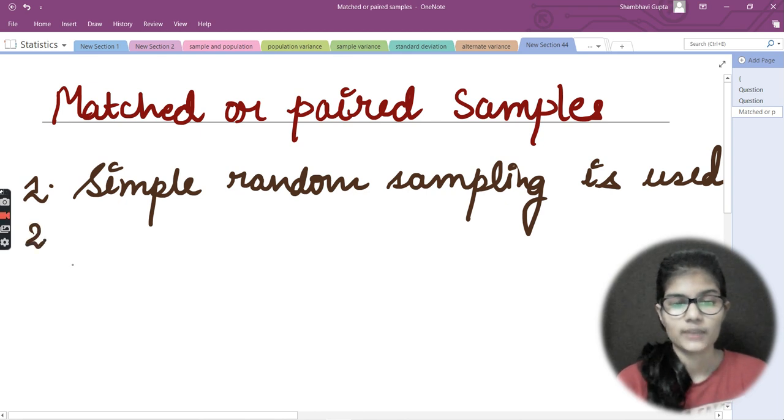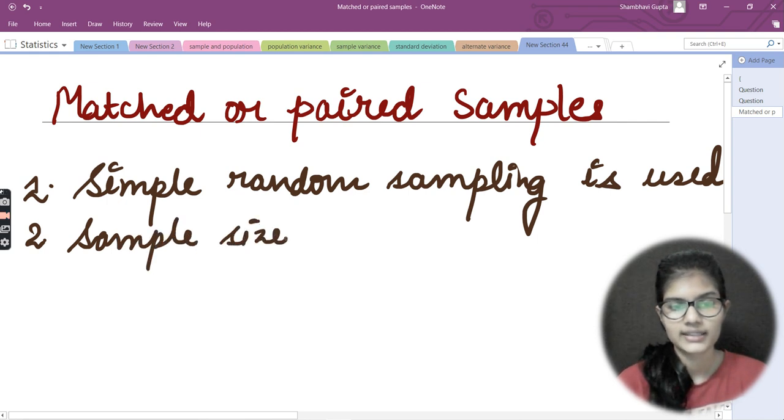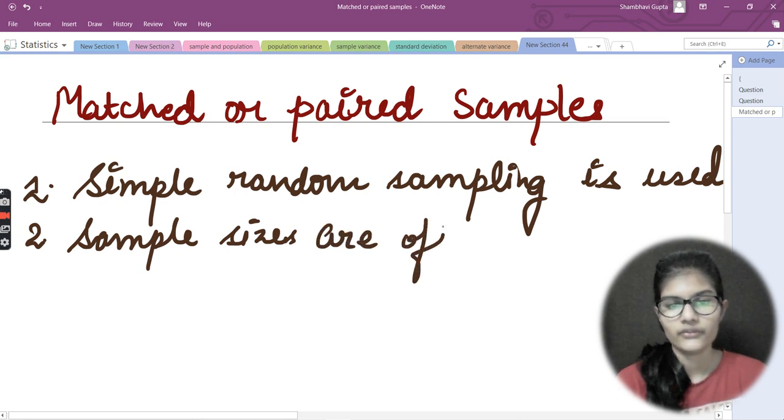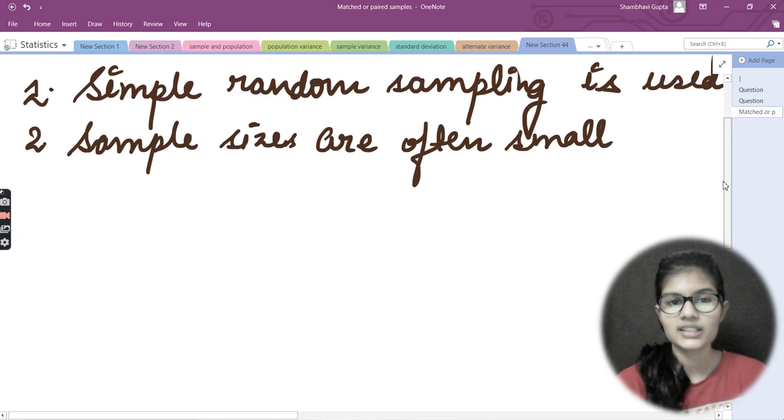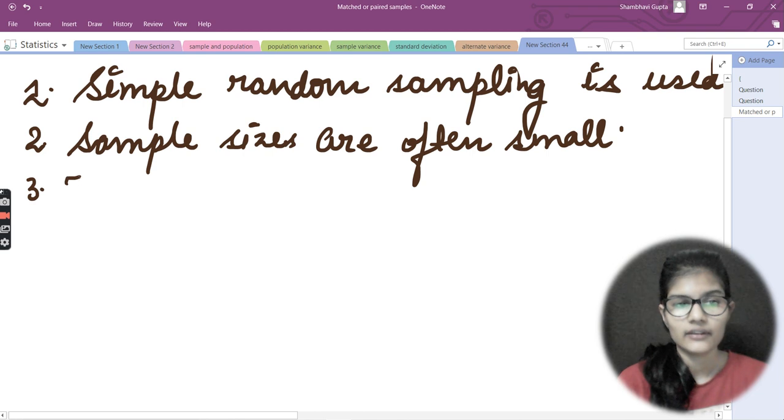Moving towards the second one, we have the sample sizes. So here comes the sample sizes. The sample sizes are often small. In matched or paired samples, the sample sizes are often small.